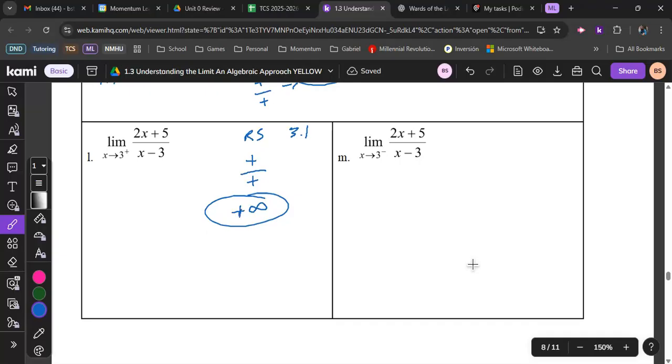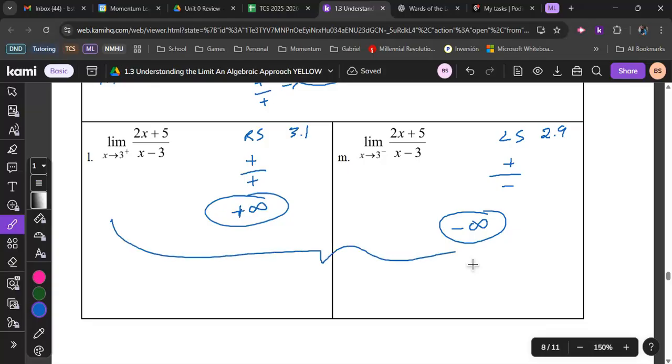On this side, it's exactly the same. I can't simplify it. This time we're going to check the left side though. So I'm going to check 2.9. 2.9 times 2 plus 5 is positive. 2.9 minus 3 though is negative. So this one is going to negative infinity instead. So this means that if I were to put all of this together here and just do the limit as x approaches 3 of (2x plus 5) over (x minus 3), the answer would be does not exist, because the left and right side are approaching different infinities.